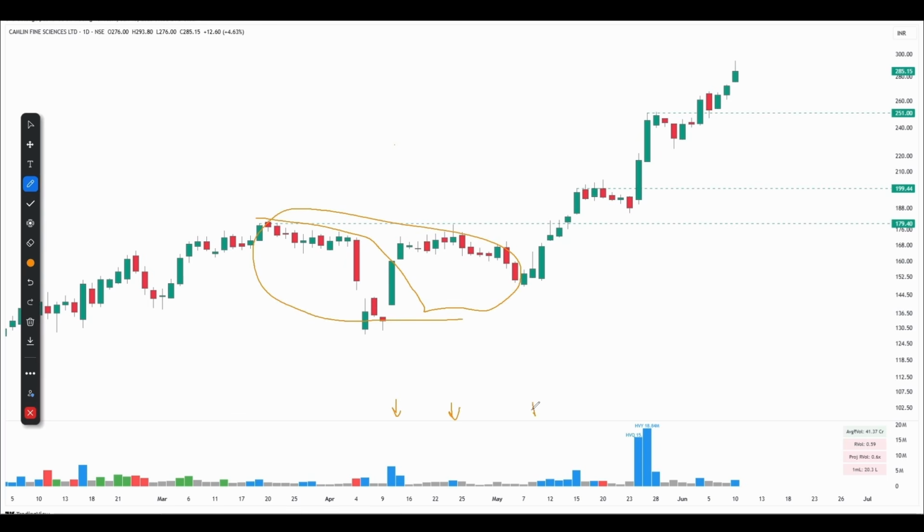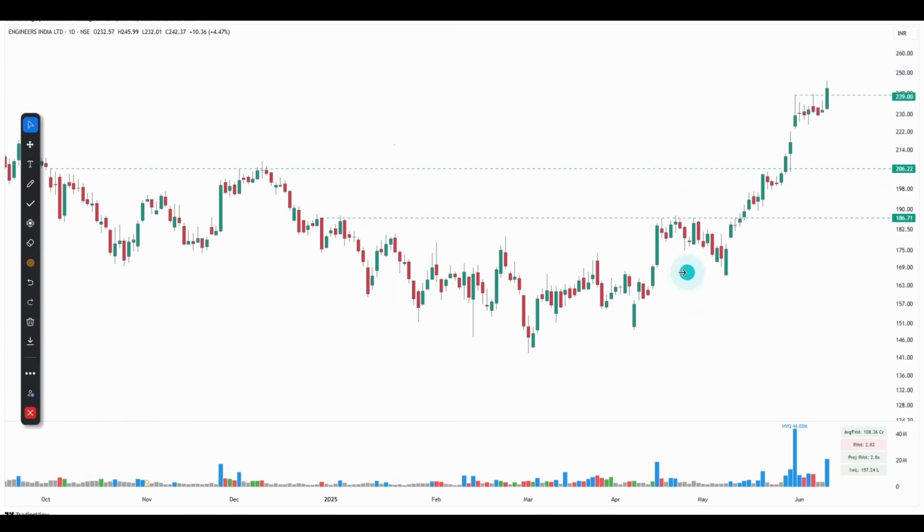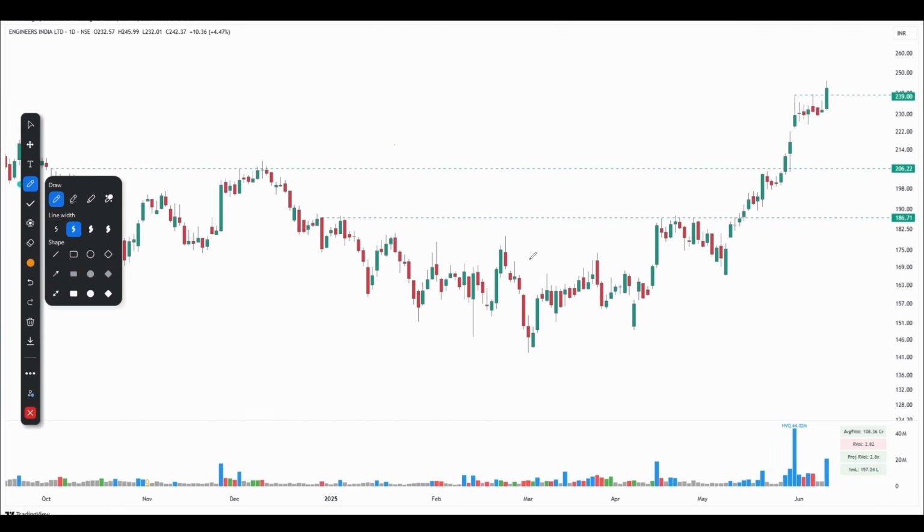Volume footprints were already developing during the LHS side, but when it transitioned from LHS to RHS, you can see the volume footprints got much bigger, which clearly tells us that the strong hands were entering in these names. Same thing in Engineers India.